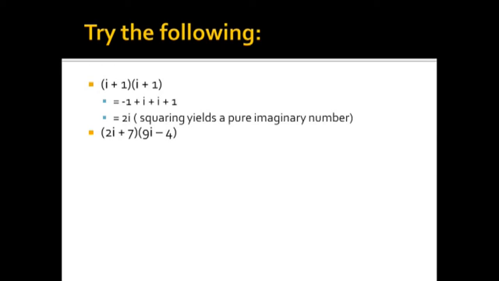Okay, so the result of this is 2i times 9i is 18i squared, or negative 18. That's what this is. And then we do the rest of the FOIL method. 2i times negative 4 is negative 8i. 7 times 9i is 63i. And then 7 times negative 4 is negative 28.